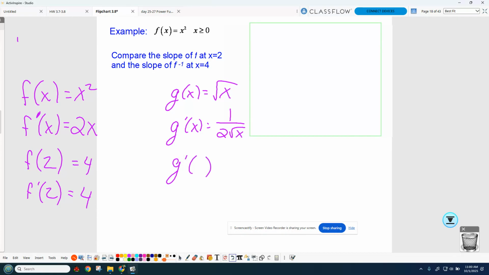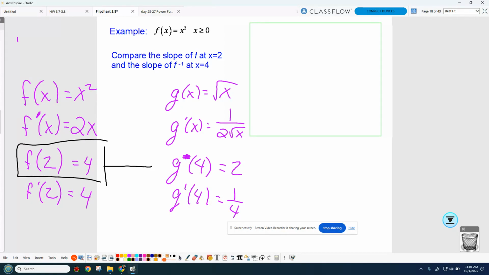And for the inverse, I'm going to take the y value here. What is g of 4? 2. Alana, what is g prime at 4? 1 over 4. We're just plugging it in. I actually calculated the numbers. Here's the relationship of the coordinates. This was (a, b). This is (b, a).